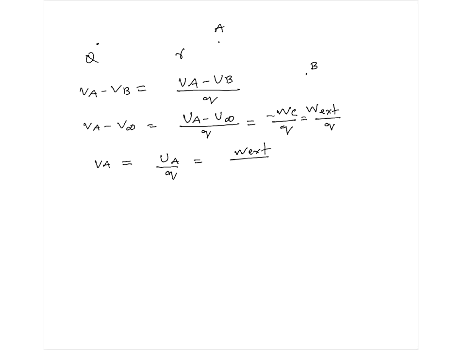So what I'm trying to say is that potential at a point is equal to work done by the external agent per unit charge when the charge is brought from infinity to that point. Potential at a point is equal to work done by the external agent per unit charge when the charge is brought from infinity to the point.